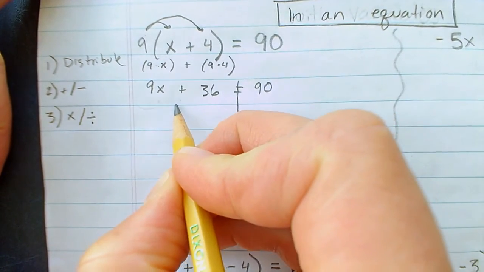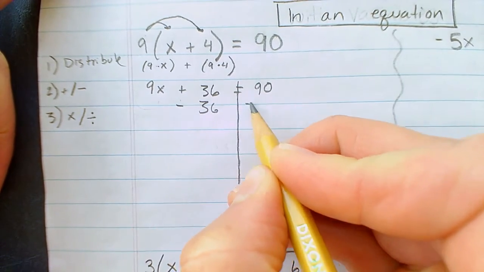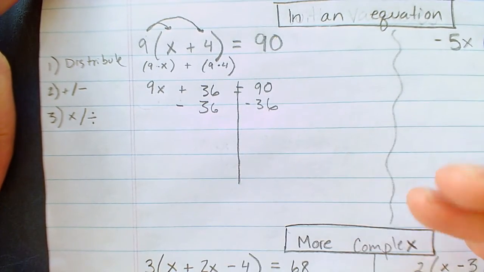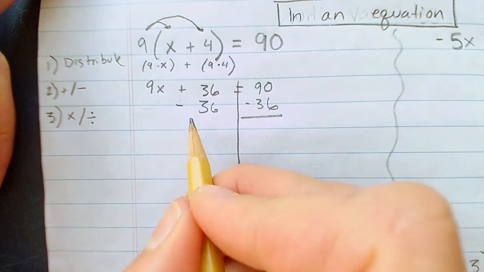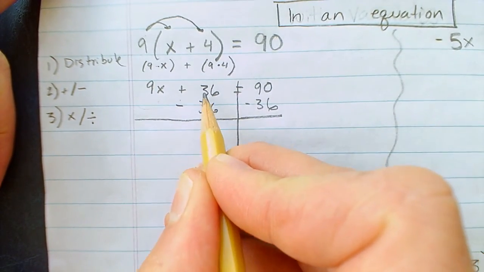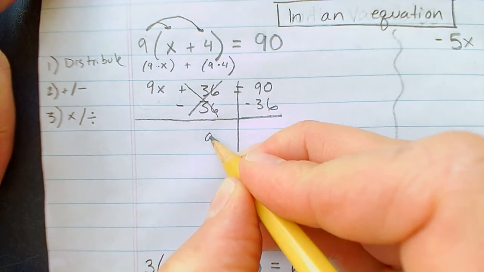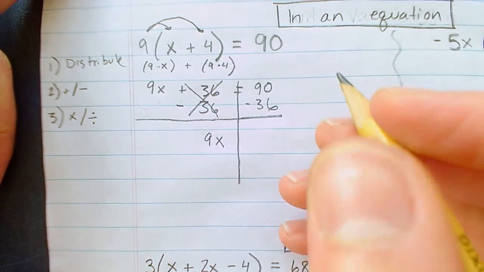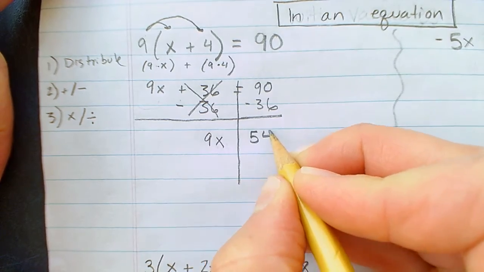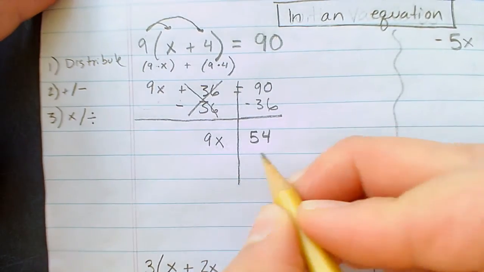So I'm going to subtract 36 from each side. 90 minus 36. And 36 minus 36, well, that's 0, so I can cross it off. And I'm left with 9x on the left. 90 minus 36 is 54. And now, finally, I'm on to my third step.